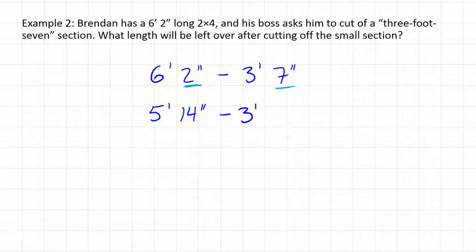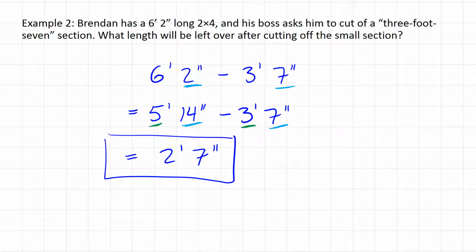And then we're going to try to subtract 3 feet 7 inches, because now we'll actually be able to do this with regular subtraction. So now we can try to subtract the feet. So we'll do this one first. Subtract 5 feet and 3 feet. So 5 minus 3 is 2 feet. And now we're going to do the inches. 14 inches minus 7 inches is 7 inches. So our 6 foot 2 subtract 3 foot 7 problem, we were able to use a little bit of borrowing to figure out that the amount of board you have left is 2 feet 7 inches.